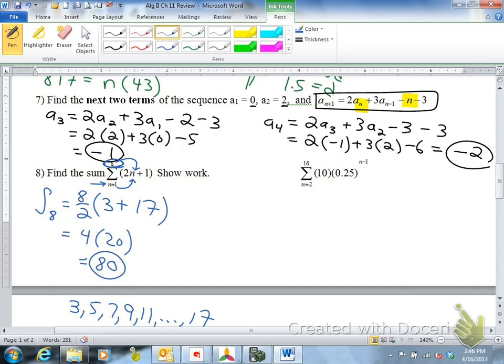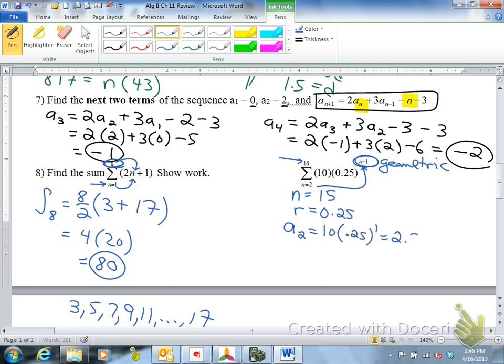The next one's a little more complicated. N is not 16 because you don't start at 1. 1 to 16 is 16. 2 to 16 is 15. R is 0.25. This is geometric. Notice the exponent lets us know it's a geometric sequence. The first term, though, isn't a sub 1. It's actually a sub 2. So you have to plug 2 into the exponent. And you get 10 times 0.25 to the first, which is 2.5.